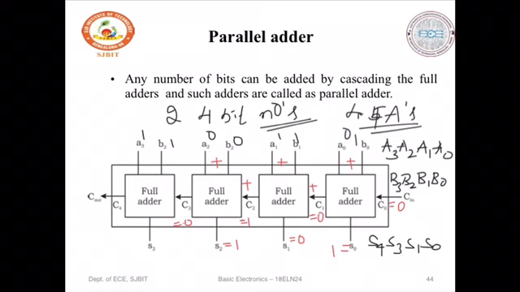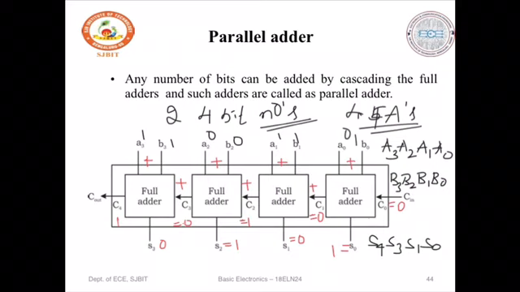Now, let us move on to the next full adder, which corresponds to the most significant bit, which adds A3 and B3. So, A3 plus B3 is equal to 1 plus 1. With that, it has to add the carry also. So, 1 plus 1 plus 0. 1 plus 1 plus 0 results in what? Sum is equal to 0 and the carry is equal to 1.